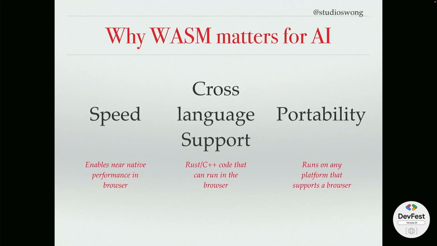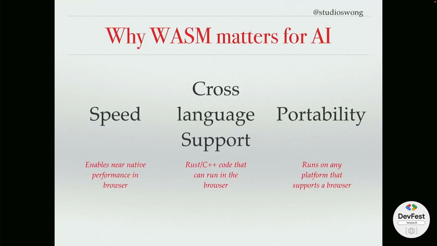So why is Wasm very good for WebAI? The main thing is Wasm will enable AI models to run at near native performance in the browser, which is crucial to enable heavy tasks like deep learning inference. And also it has cross-language support because, as I said, you can write your AI code in pretty much any Wasm-supported language.